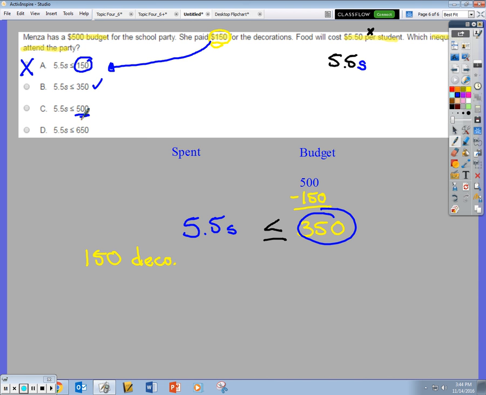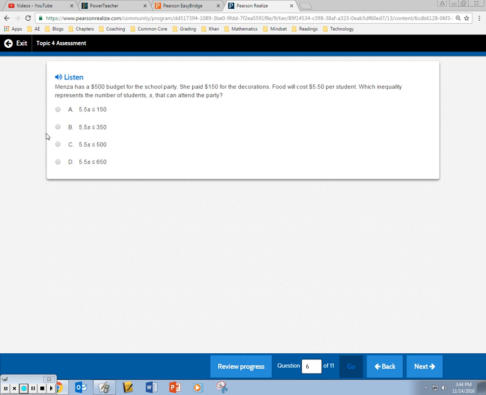This one with the $500 on the right side, my budget is no longer $500. They did not subtract the $150 from that. So that does not work. This one added the cost of decorations to the overall budget. When you're spending $150, you don't add that to your budget. You take it away. So the correct answer here would be B.